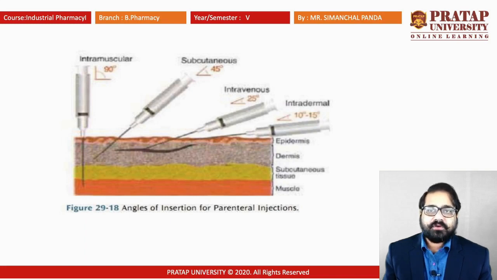If it is subcutaneous, we make the angle of injection up to 45 degrees, so that the drug can be administered at the dermis area. If it is intravenous, we have to find the vein and make an angle of less than 25 degrees to ensure free flow of the drug at a proper velocity directly into the bloodstream. Intradermal uses a very shallow angle, from 10 to 15 degrees, so that it remains in the upper surface of the skin.